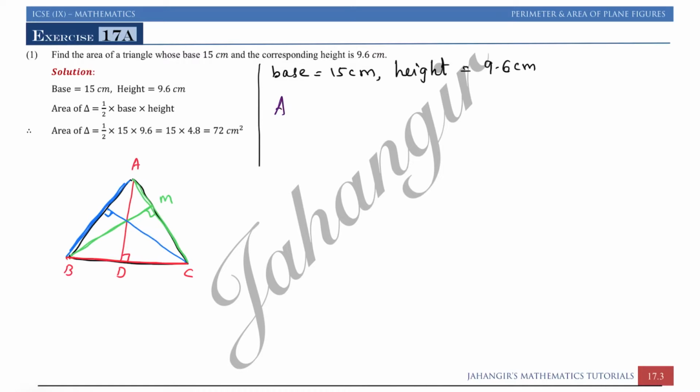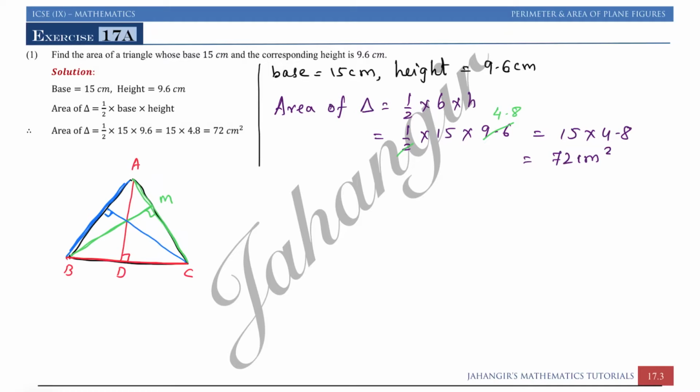As we all know, base and height is given. So area of triangle is equal to half into base into height. So half into base is 15 and height is 9.6. If you just cancel out 2 and 9.6, you will get 4.8. So we can write it down as 15 into 4.8, which is equal to 72 centimeter square. So unit of the area is always centimeter square, meter square, and so on.